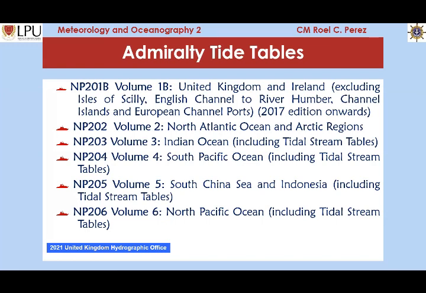So for the Indian Ocean, the tidal stream tables are also included in the table. NP204 or volume 4 is the South Pacific Ocean, including tidal stream tables. NP205 or volume 5 is the South China Sea and Indonesia, including tidal stream tables. Of course, the Philippines also is included in volume 5. And then we have volume 6, North Pacific Ocean, including tidal stream tables.